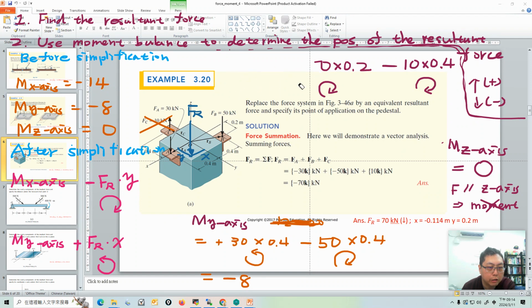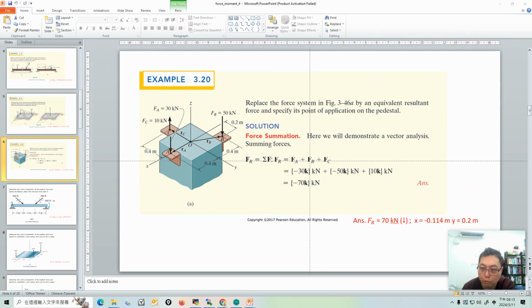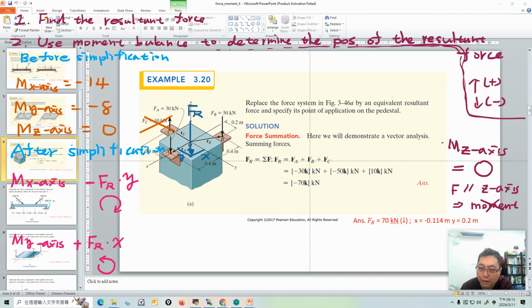Before and after simplification, the resultant moment must be the same, and its components must also be the same. That's the vector component equality. So let's write down the final equation. Before simplification, in the x-axis, minus 14 equals minus the resultant force magnitude times y, so you will get y equal to 0.2.